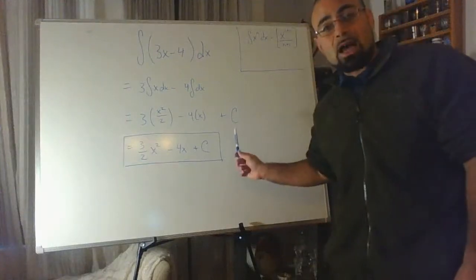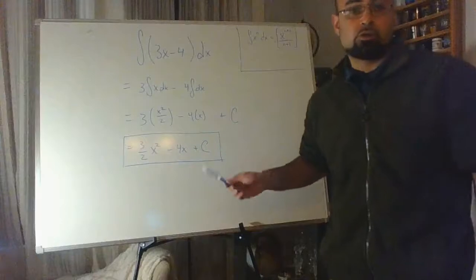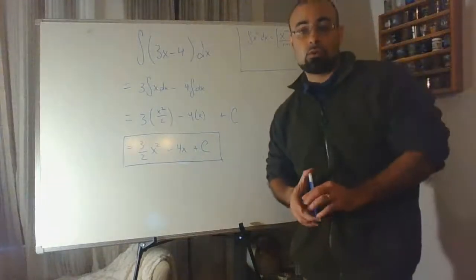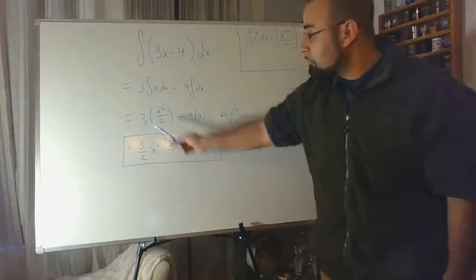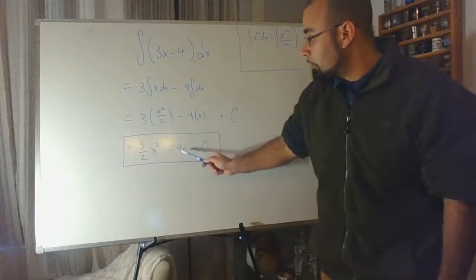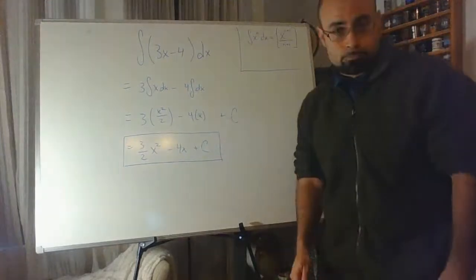So we have to add this constant c at the end. C stands for some number, some value that we can determine if we have other information. So the final answer would be 3 over 2 x squared minus 4x plus c.